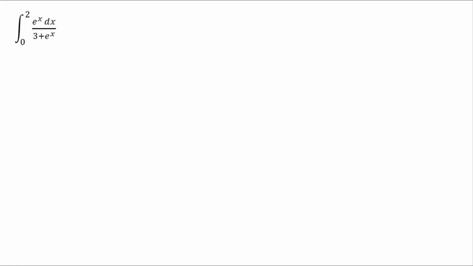And just 2 more to go. For this one, we always want to try and substitute out that denominator if we need to do a substitution. And so if we try to substitute out that whole denominator as u, if we let u equal 3 plus e to the x, we should see that du is just e to the x dx, which works out perfectly because that's exactly what we have in our numerator.